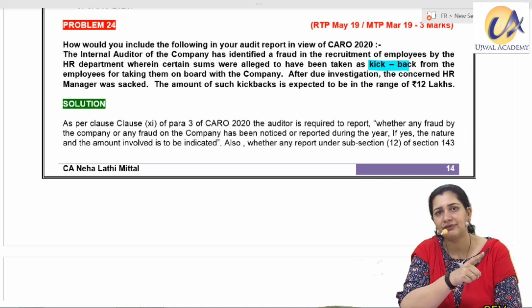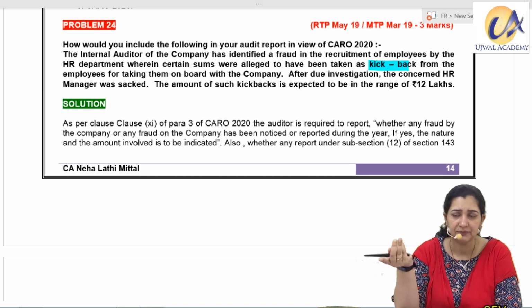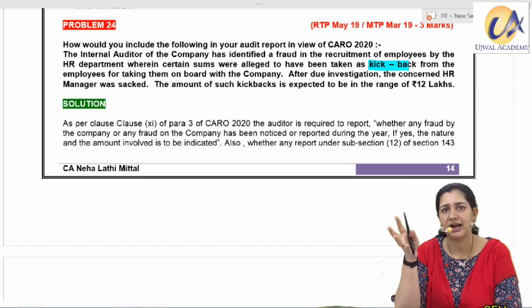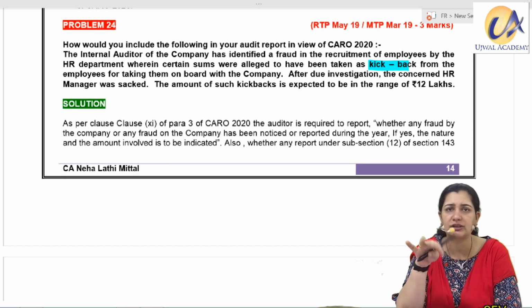So 143(12) tells me to take it where? Report it to the audit committee or the board of directors. Correct? At the same time, I have to report in my audit report about it. But ADT-4, the Central Government, will not come in this.